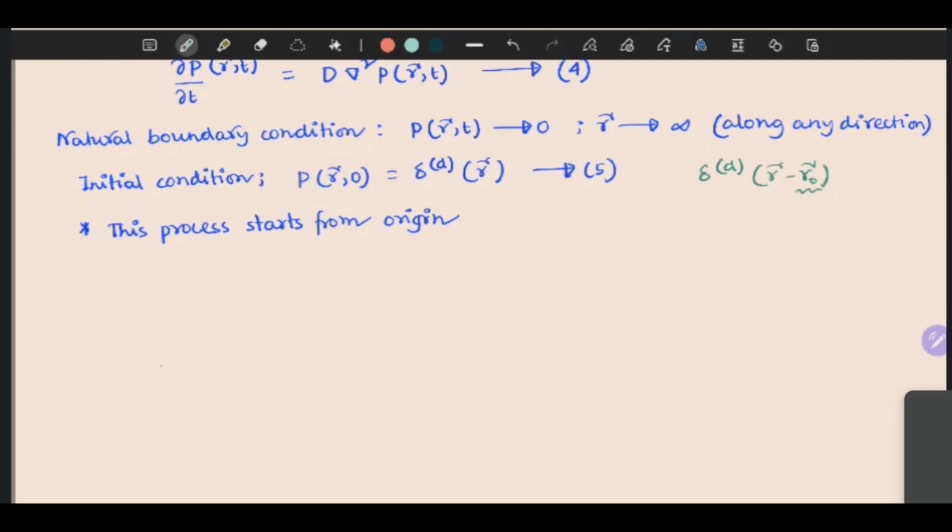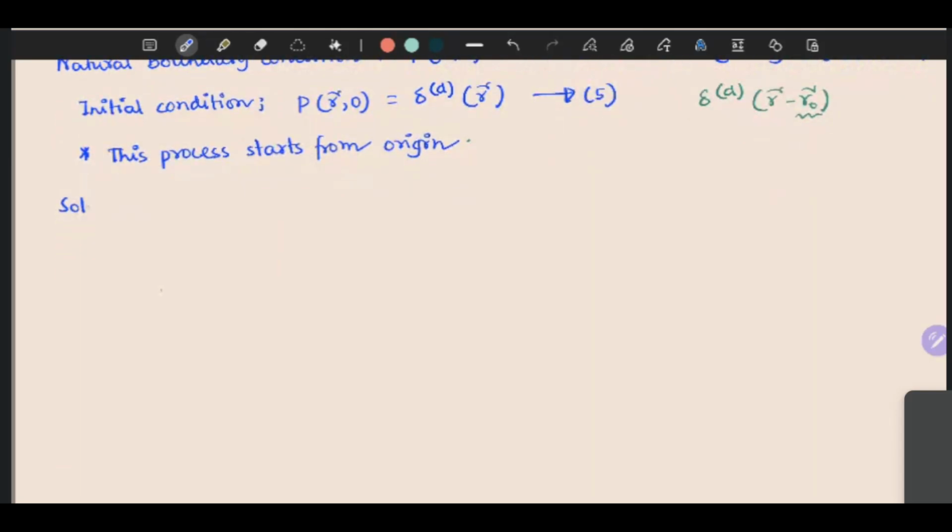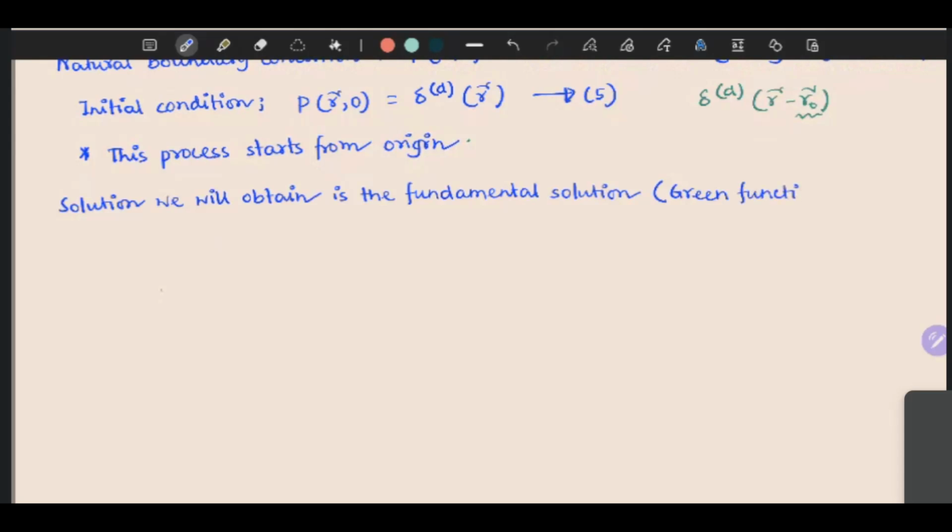And so the solution that we will obtain is called the fundamental solution or the Green's function of the diffusion equation.